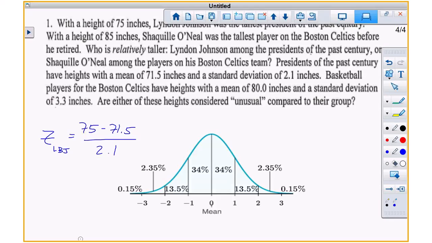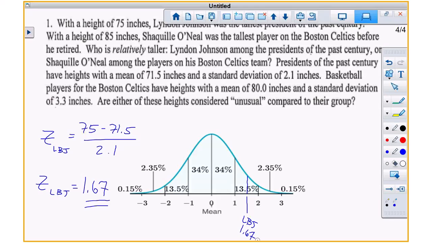So somebody crank that out. 1.6. Is it 1.61? No, it's a bunch of sixes. 1.67? Always round to 2 with the Z-score. Write that down. Always round to 2. So 1.67 is right in here. LBJ, 1.67.